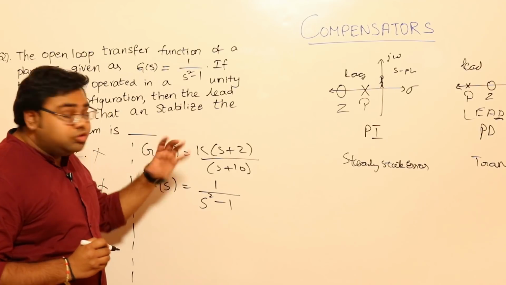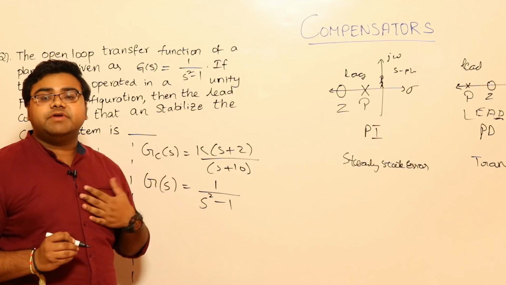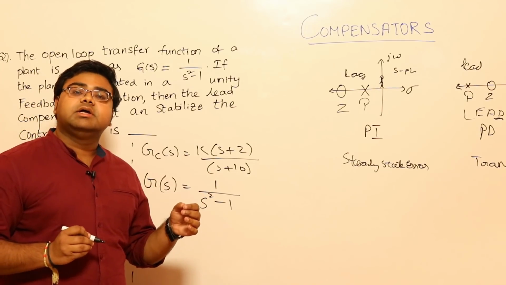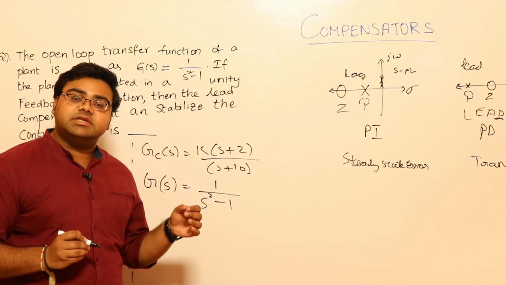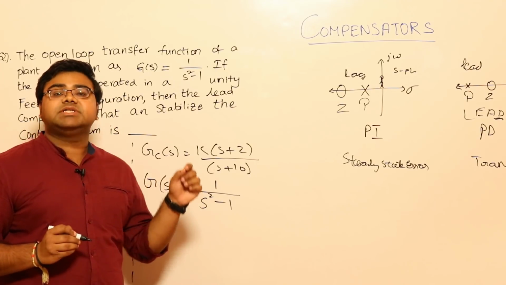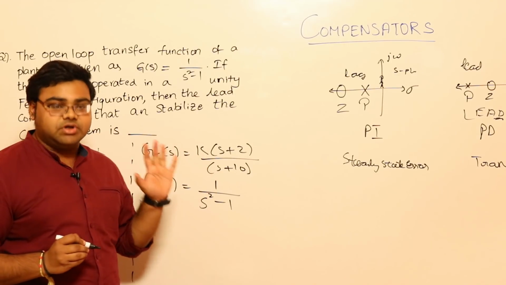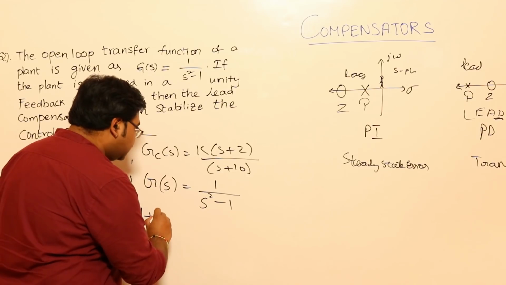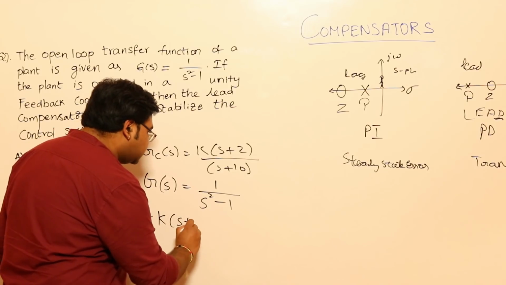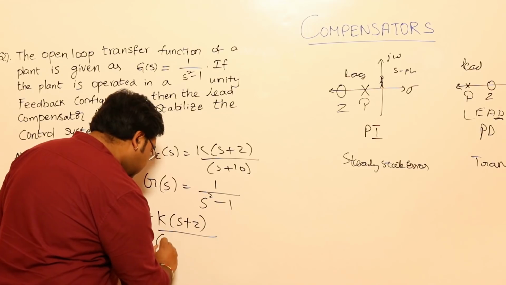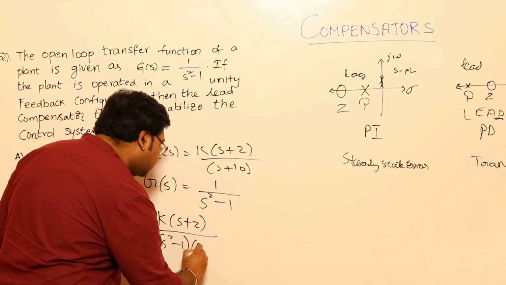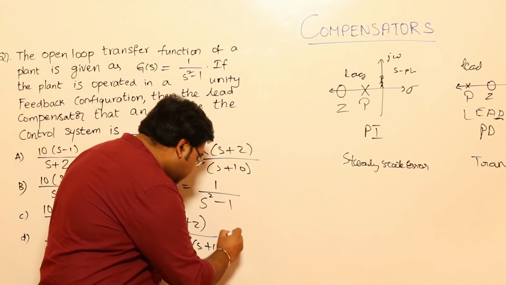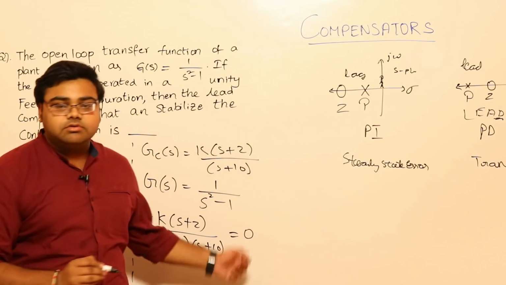If I want to find the characteristic equation, that is 1 plus G of s H of s, correct? Because it is 1 plus G of s H of s, and Gc is also there, it will be 1 plus Gc G H of s. Because of that, my characteristic equation now will be 1 plus k times (s plus 2) by (s square minus 1) into (s plus 10). This is the characteristic equation. You want to put it equal to 0, put it equal to 0.